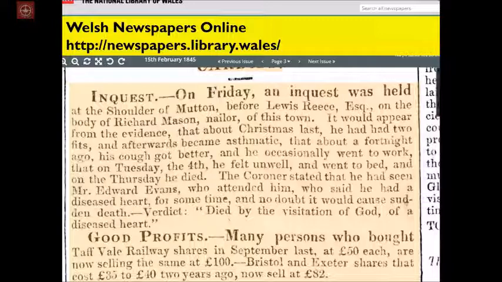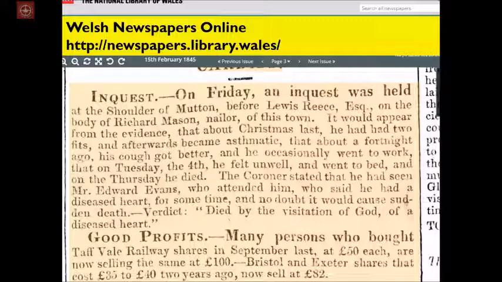The coroner stated that he had seen Mr. Edward Evans, who attended him, who said he had a diseased heart for some time and no doubt it would cause a sudden death. Verdict: died by the visitation of God of a diseased heart. So it's not telling us anything revolutionary, and this one doesn't give an awful lot of detail about the deceased, but it does tell us that he had been ill for a while and he had heart problems. So that is useful information there, and it's probably more than you would have got on the death certificate.